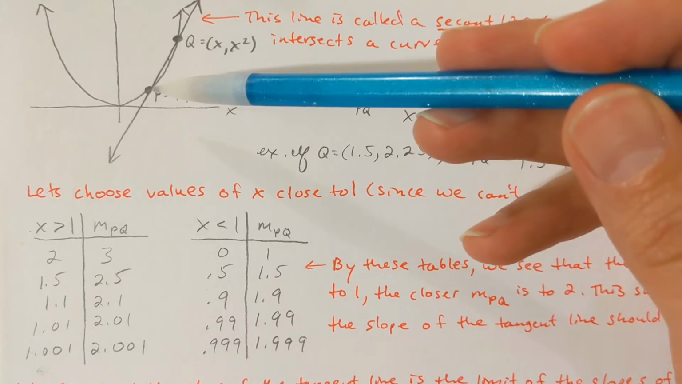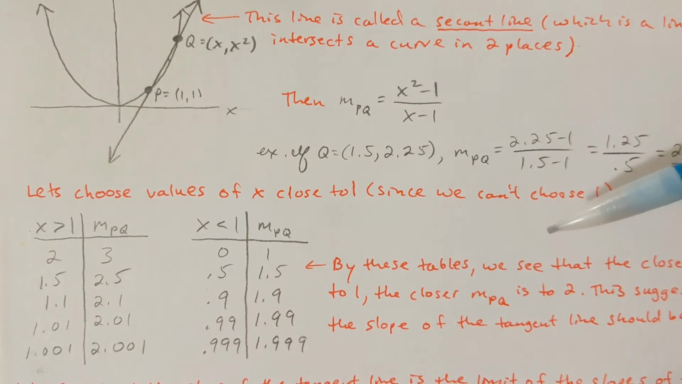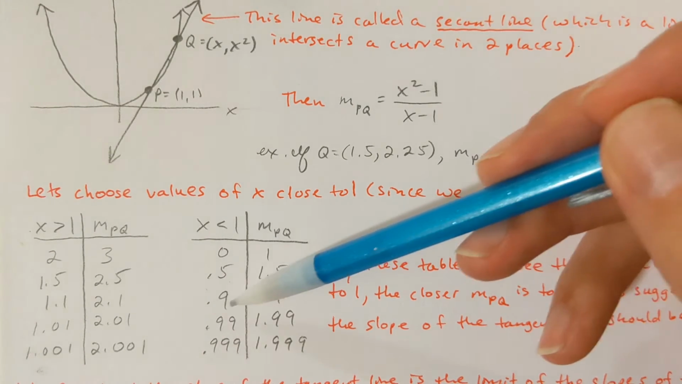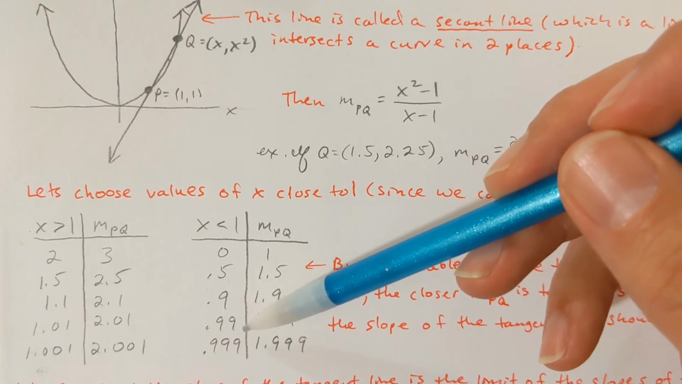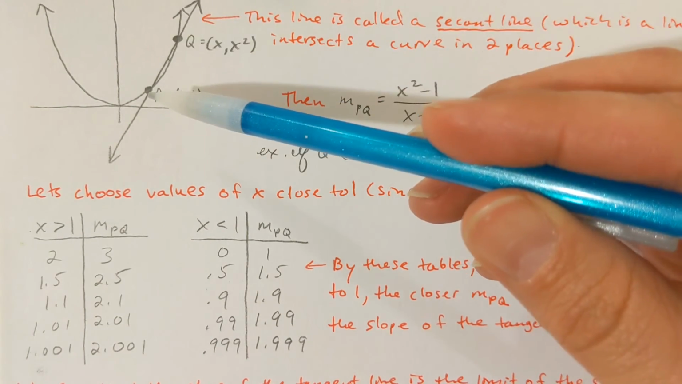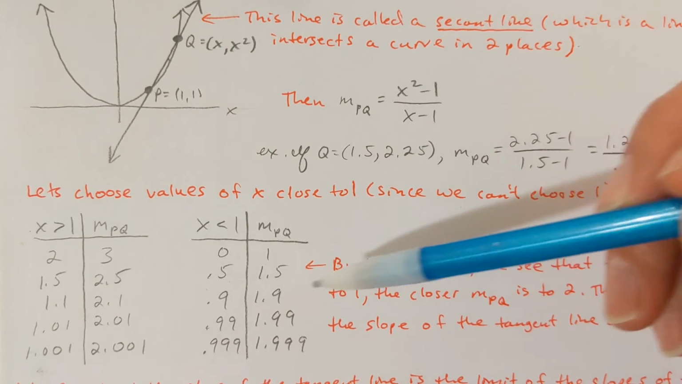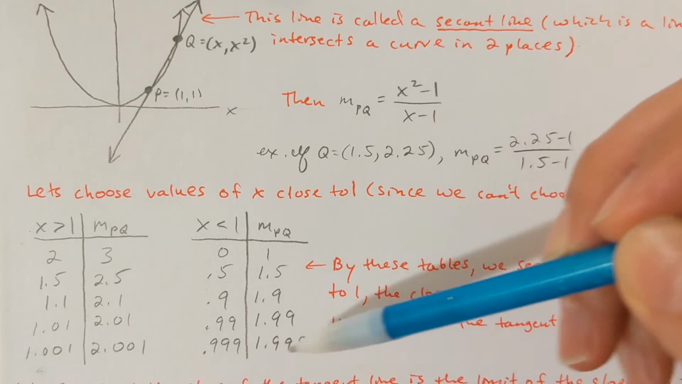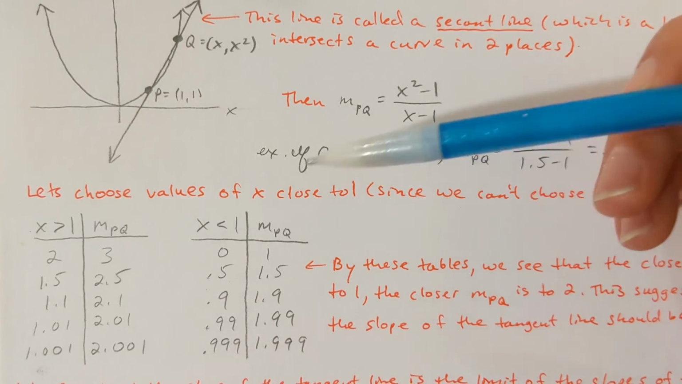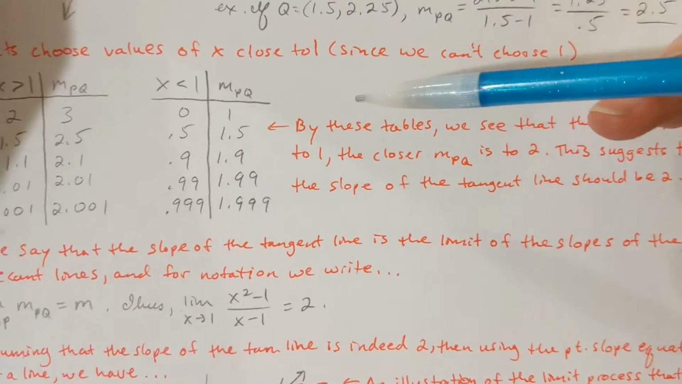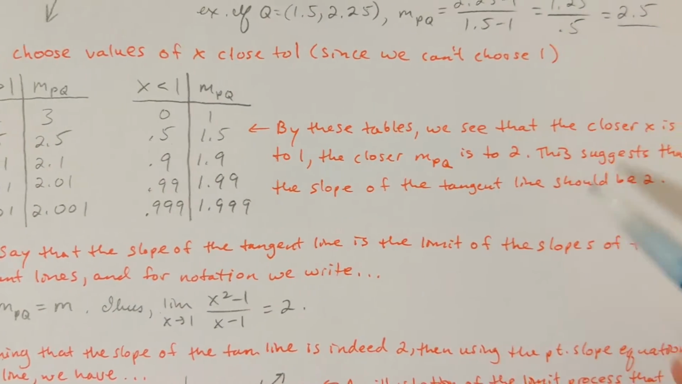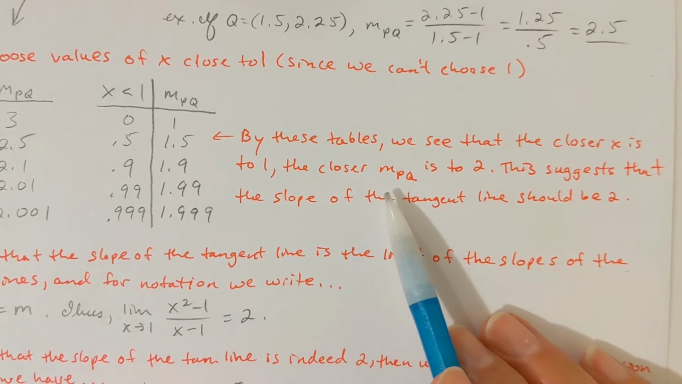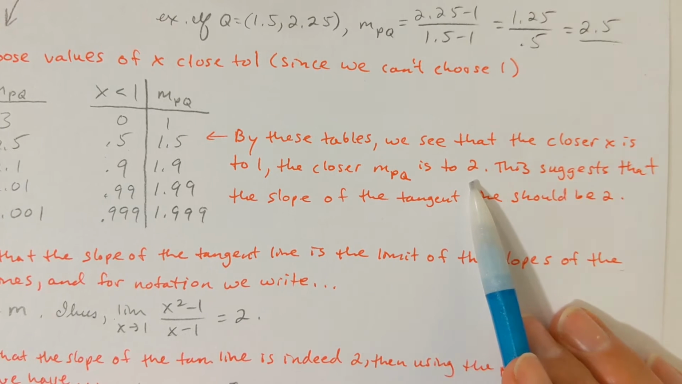I'm going to get closer to 1, but on the left. What if x is 0.9? 1.9 would be the slope of that line. What if x is 0.99? The slope of the secant line then would be 1.99. And if x is 0.999, the slope of the secant line is 1.999. Now from this table, it appears that the closer x is to 1 on either side, the closer the slope of the secant line is to 2.